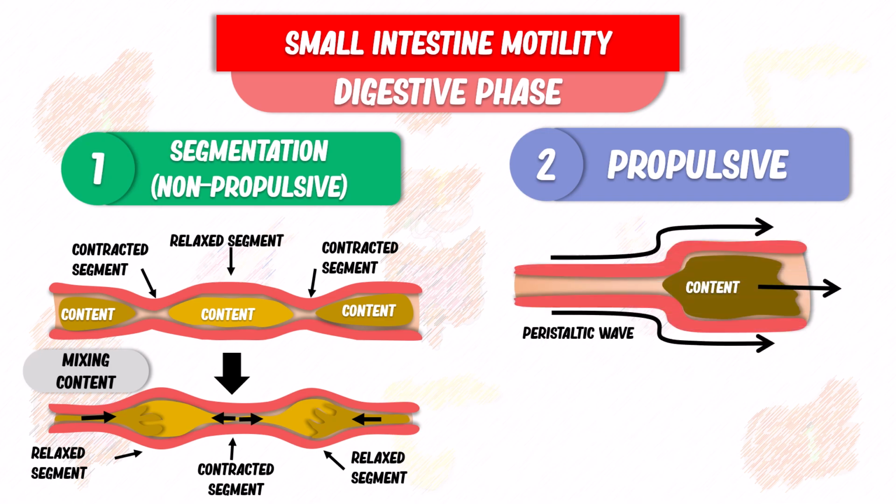Propulsive movement, on the other hand, is characterized by peristaltic contractions that push the contents forward, although they only cover short distances before segmentation movements take over again. Some authors describe this movement during the digestive phase as 2 steps forward, 1 step back. When propulsive movements dominate, the transit time shortens.